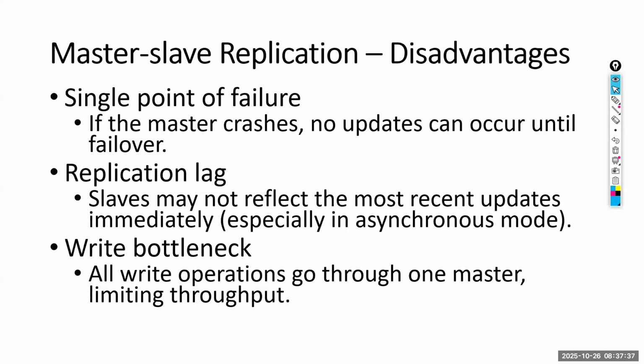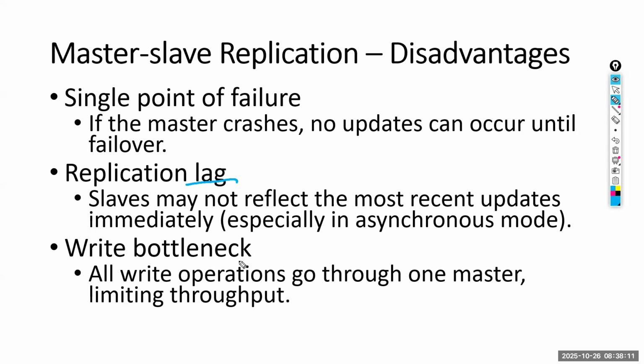So what are the disadvantages? Single point of failure for writes, because all the writes are done to the master. If you have only one master and the master is down, you can't do writes. You can do only reads. So that problem is not there in peer-to-peer. And also the replication lag. Lag means delay. Because you do the update to the master, then the master needs to propagate it to the slaves. There can be lags.